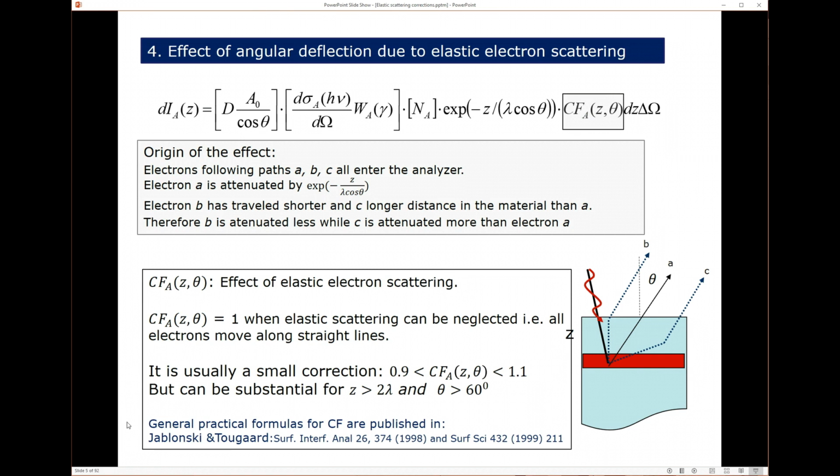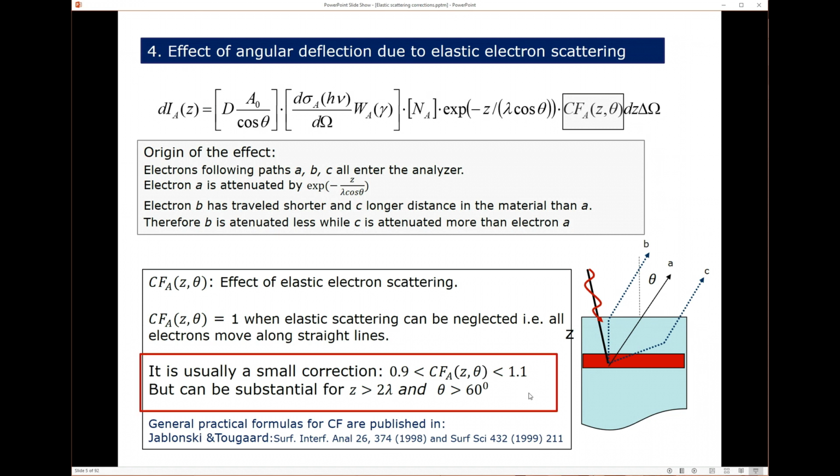This is an idea that Jablonski and myself suggested several years ago, in the late 90s actually, as a very simple way to correct for the effect of elastic electron scattering. As you can see here, there's a cancellation effect. For thin layers, it turns out that the correction factor is small, less than 10%. For larger depths, it can be substantial, and also for larger angles. Normally we would not use large angles, we would normally be within 45 degrees of the surface normal, so the effect of the angle here is usually not so critical.